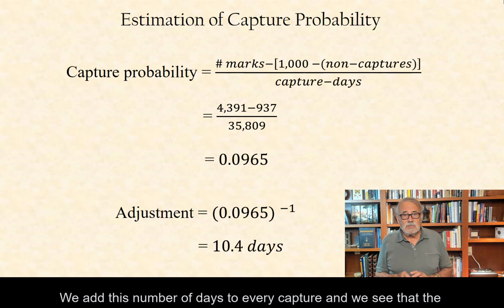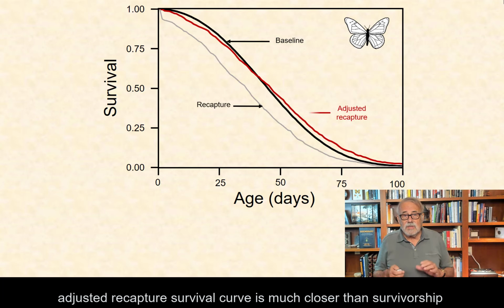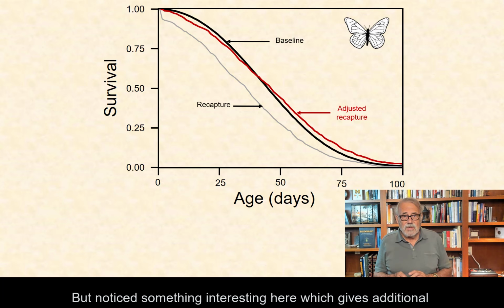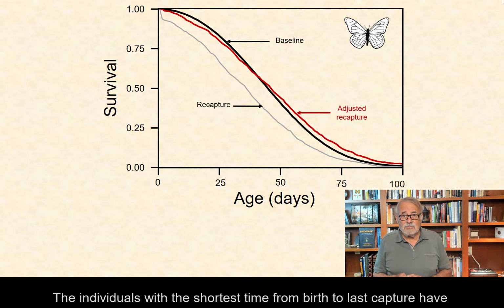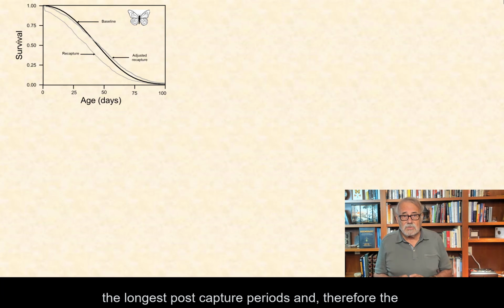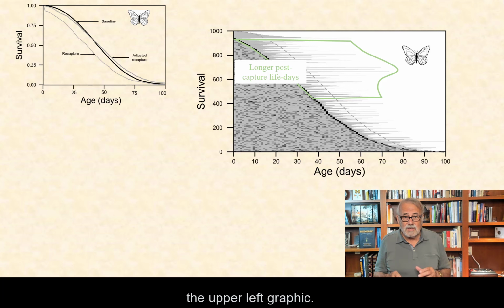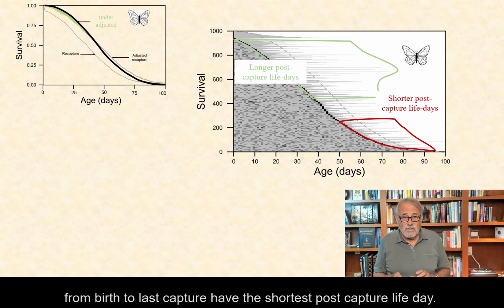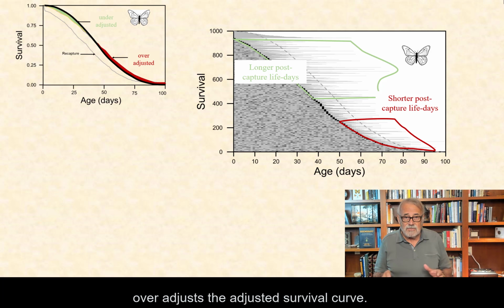We add this number of days to every capture, and we see that the adjusted recapture survival curve is much closer than the survival curve based on last capture. But notice something interesting here also, which gives additional insight into the mark recapture data. The individuals with the shortest time from birth to last capture have the longest post-capture period, and therefore the estimate underestimates survivorship, as we see in the upper left graph. In contrast, the individuals with the longest duration from birth to last capture have the shortest post-capture life days. Therefore, as we see in the upper left, the correction over-adjusts the adjusted survival curve.